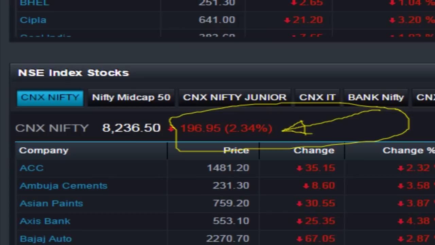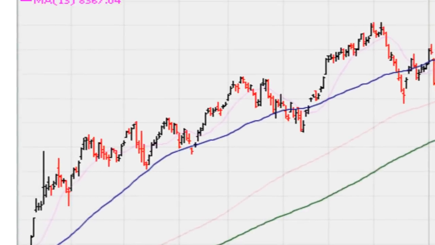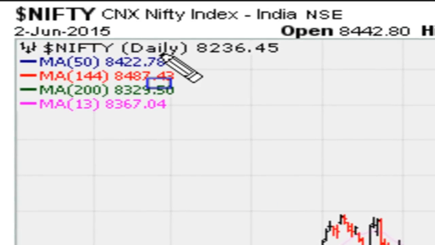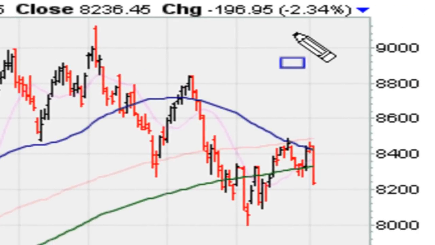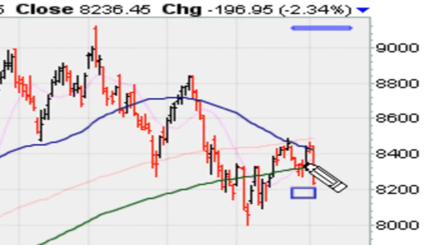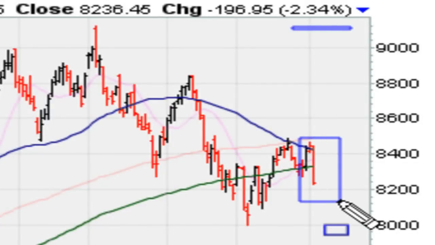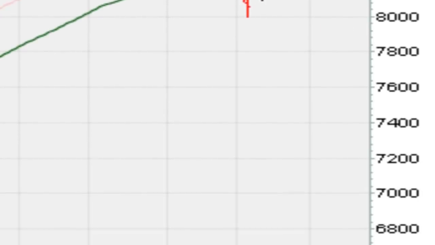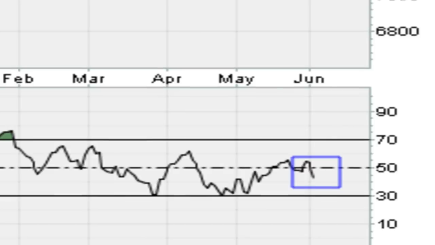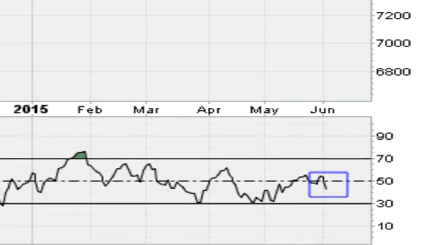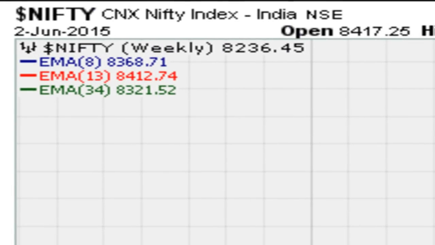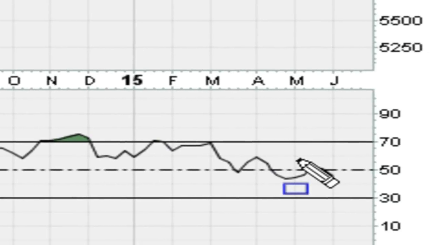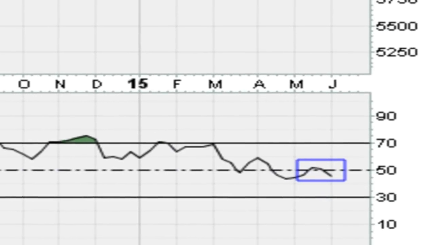Let's take a look at what the chart looks like right now. We see after the drop, the Nifty on June 2nd 2015 was down 2.34%, a big price drop, but the main reason is because the RSI moved below 50 on the daily RSI, and the same thing happened on the weekly time frame where it also moved below 50, and that's why we had that big swing.